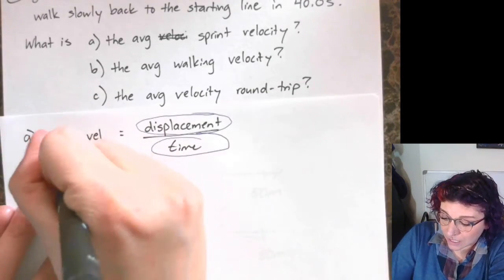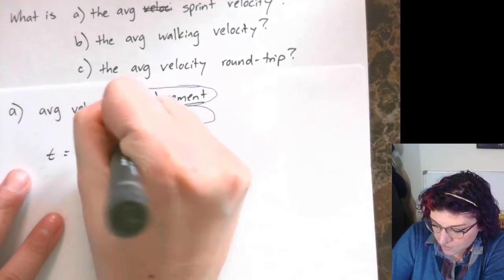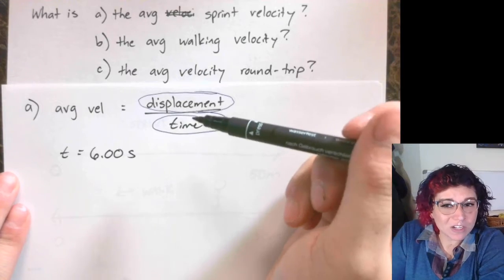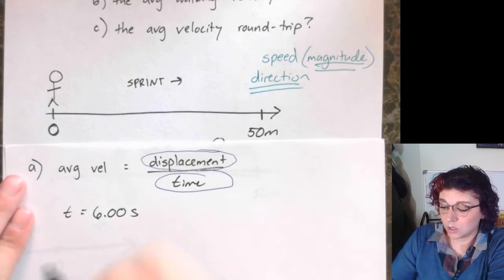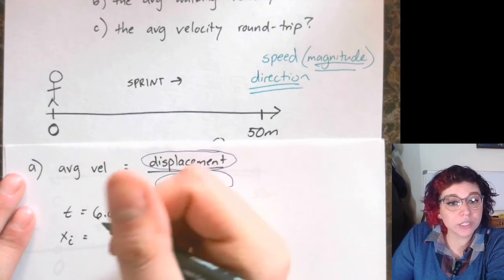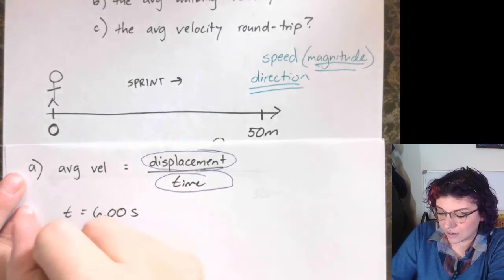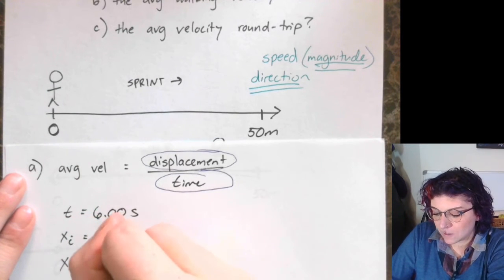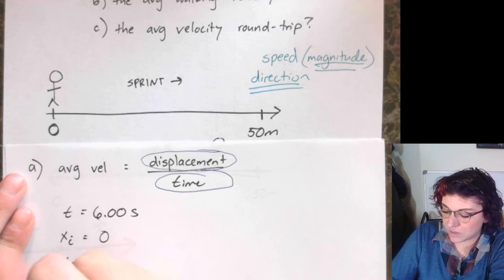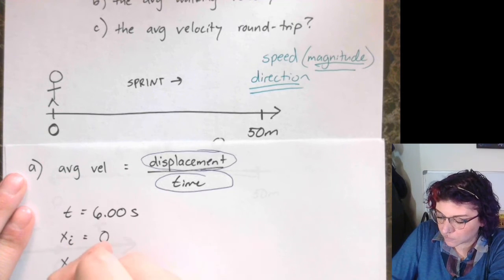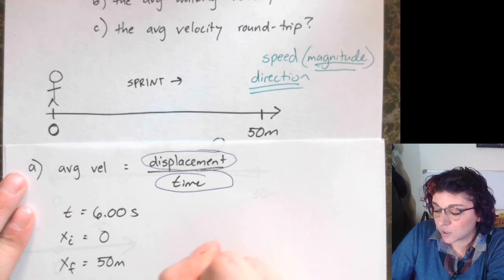We are told that the time, t, is 6.00 seconds. What about displacement? If we look at our handy dandy diagram, we see that I initially started out at the 0 position, and then I ran to the other side. So the final distance is 50 meters. Remember that displacement, or delta x, is x final minus x initial.